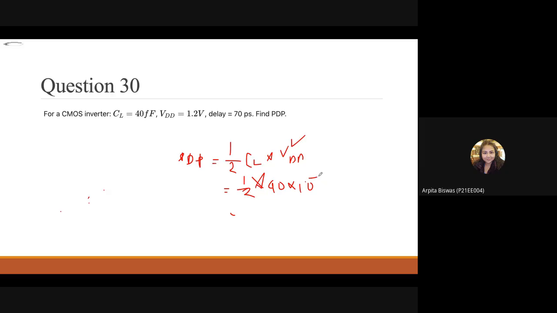I'm not going to calculate all the values. You have to calculate it. Into 1.2, right? 1.2 whole square. So tell me the final answer. 57.6 into 10 to the minus 15. 28.8 femto. Yes, 28.8. Just see the calculation. You have to find out the calculation. I've just given how to calculate it. All the values are given. You have to find it out.